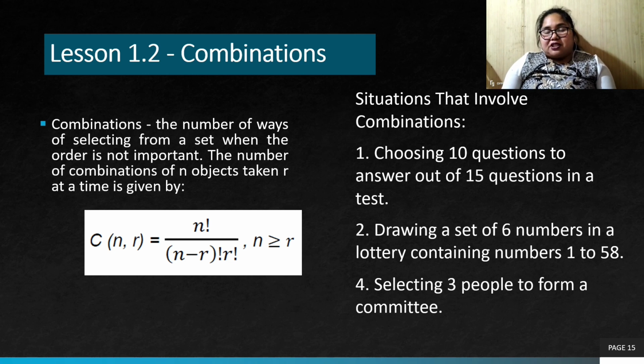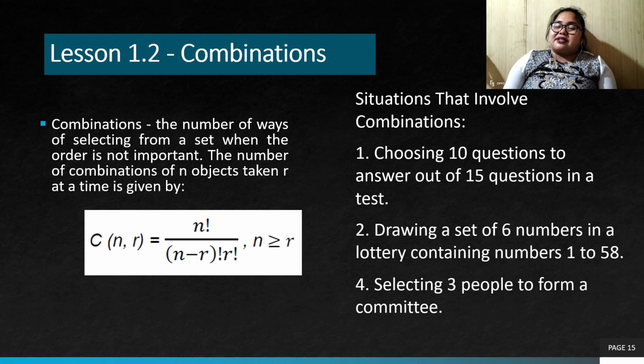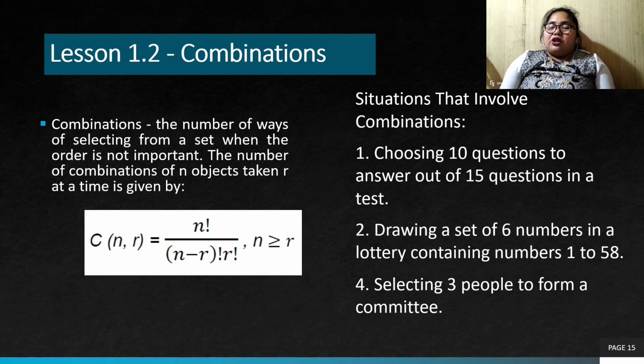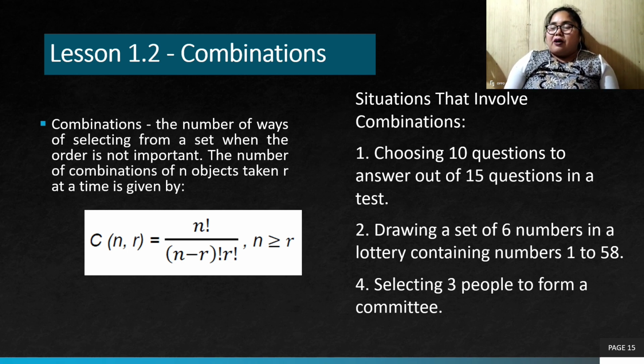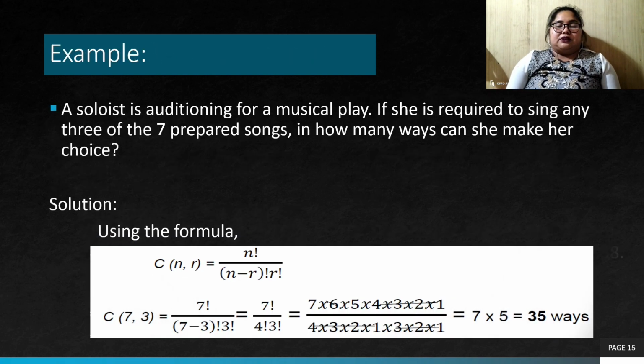Situations that involve combinations are, from a while ago, number 1, number 2, and number 4. Remember, number 1 is choosing 10 questions to answer out of 15 questions in a test, which is a combination because the order is not important. Number 2, drawing a set of 6 numbers in a lottery containing numbers 1 to 58. And number 4, selecting 3 people to form a committee. These situations are combinations because the arrangement is not important.